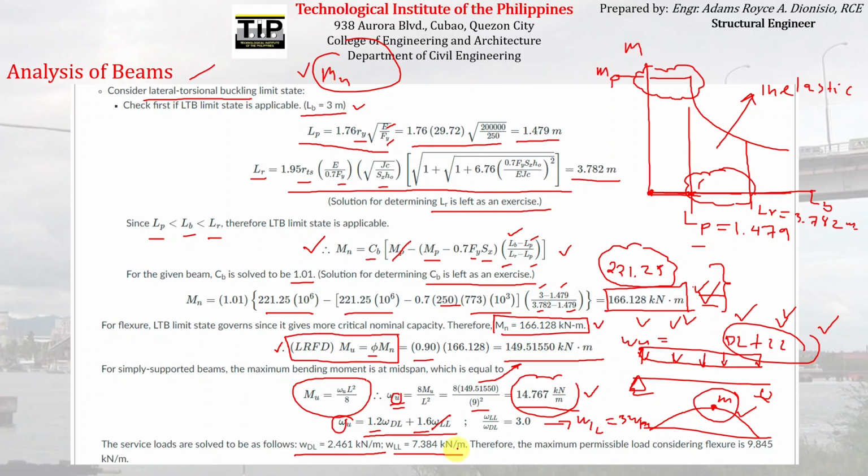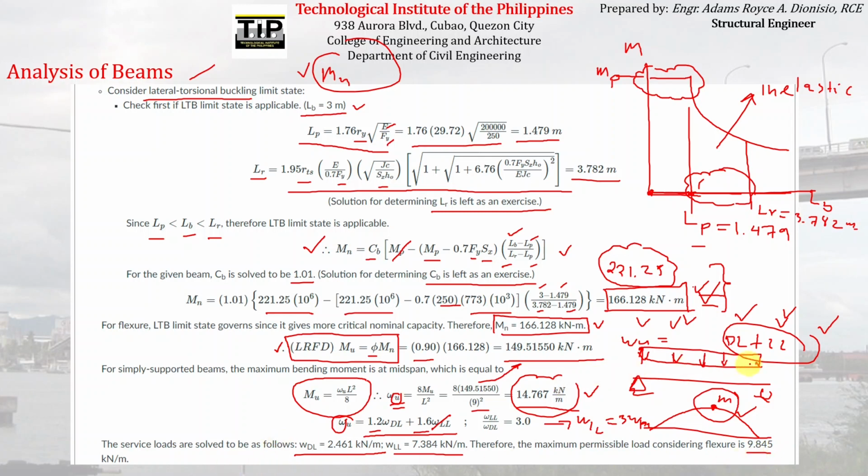But the question asks for the maximum permissible service load that the beam can carry. So therefore, we have to add this to get the permissible service load. Because when we say permissible service load, it is just the sum of the dead load and live load. So just add this arithmetically. So the corresponding answer is equal to 9.845 kilonewton per meter.